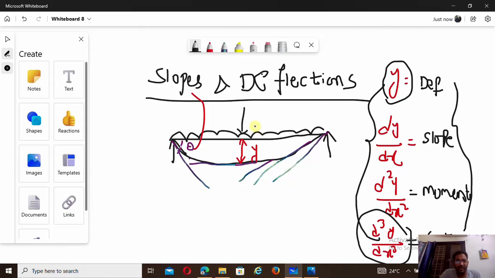So we have already finished what is meant by slope and deflection, and now how to get the slopes and deflections. Are there any methods? Yes, we have 4 methods to calculate slopes and deflections. What are those? We will discuss now.